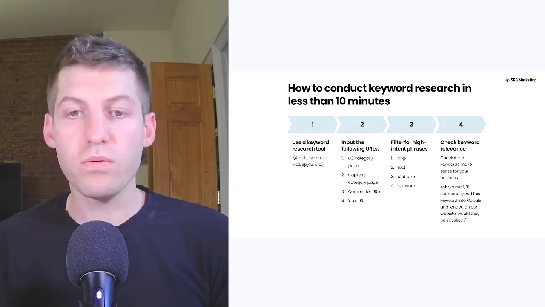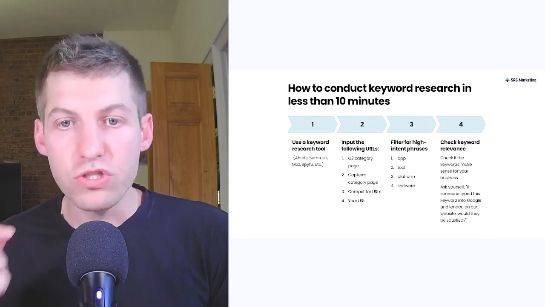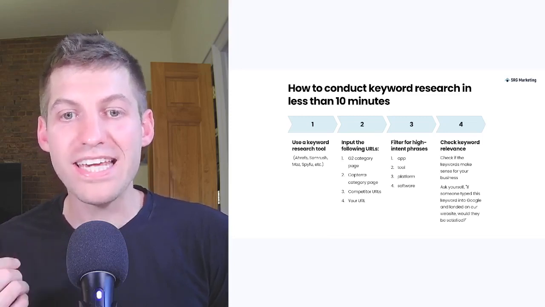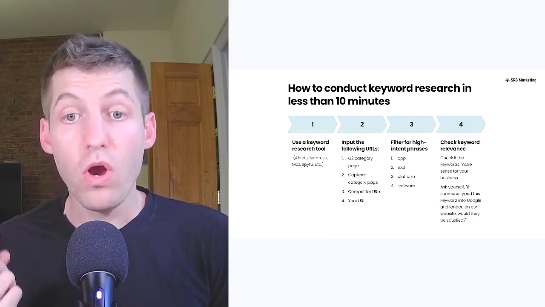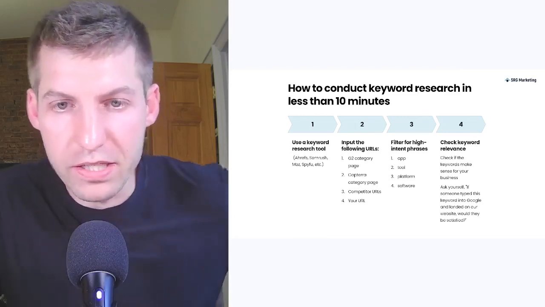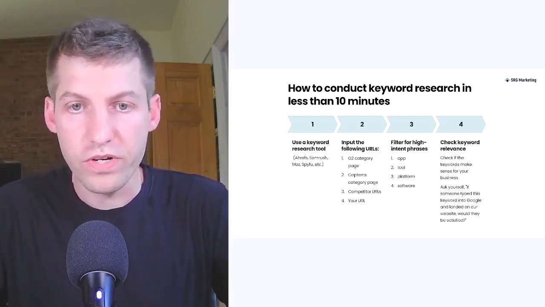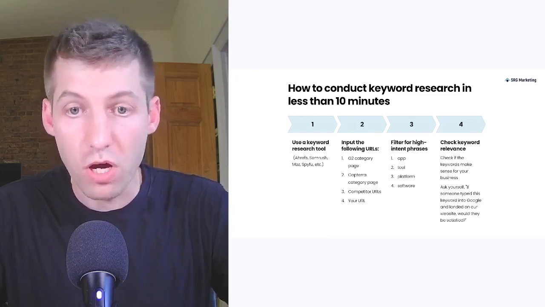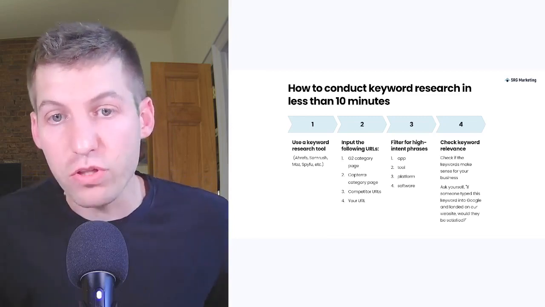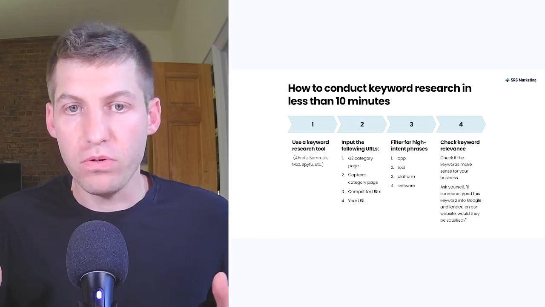So once you're pulling these keywords, the next thing you want to do is filter for high intent phrases. So this is super important. High intent search phrases are phrases that indicate that someone is either looking to buy software or they're looking to evaluate it. And the way you can notice that is if you see words in the search phrase like app, tool, platform, software, services, products, companies, these are people actively looking for a software solution. So let me give you an example.